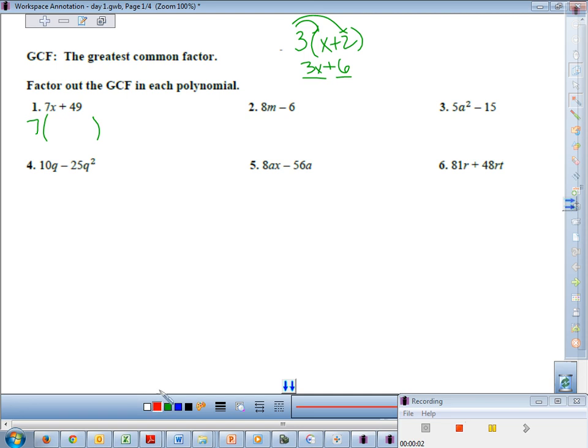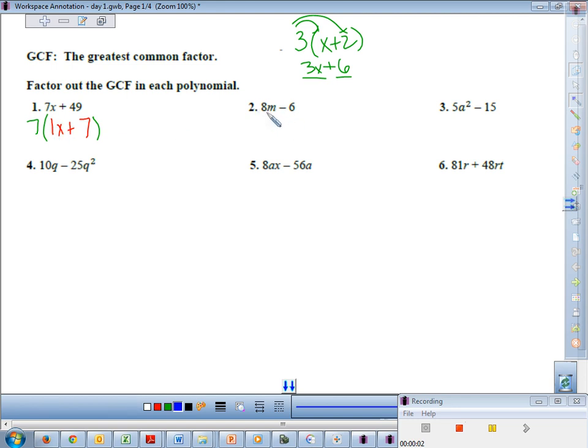And then what goes in the parentheses is you just divide. How many times does 7 go into 7? One time. And then there's an x with it. And then the plus is still there, and 49 divided by 7 is 7. So if you were to distribute this through the parentheses, then you would get 7x plus 49. And you really don't need to put the 1 in front of the x, but I'm just showing you how it works. So we have factored out the greatest common factor.